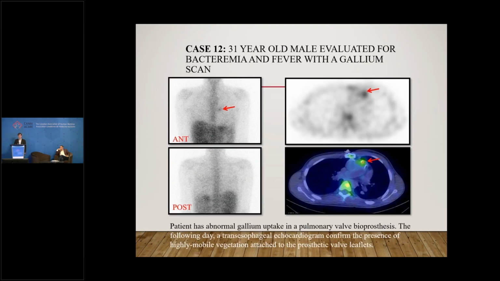I'll show a case of a 31-year-old male who has bacteremia and fever, and that patient had a gallium scan. The patient had abnormal uptake in the left thorax. We ordered a SPECT CT, and the gallium activity localizes in the pulmonary valve. So the following day, the patient had a transesophageal echocardiogram that confirmed the presence of highly mobile vegetation attached to the prosthetic pulmonary valve leaflet.